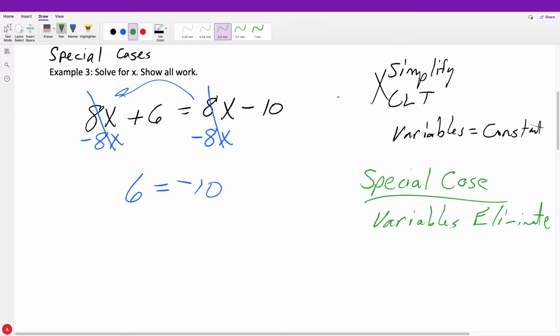Well, we're asking ourselves, does that make sense? No, 6 does not equal negative 10. So when we're doing our special cases, we need to look at the next statement and say, is this a true statement or is it false? And this is a false statement.